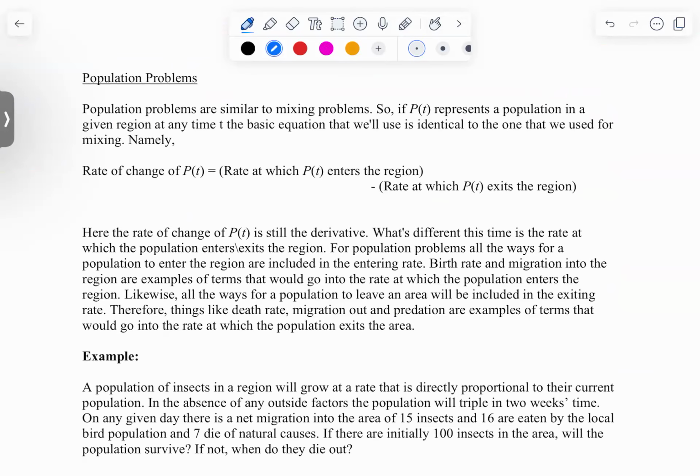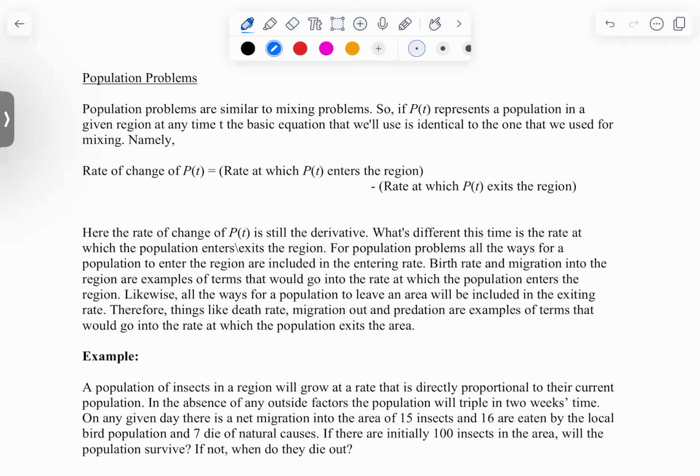A similar problem to mixing equations is population problems. Same kind of stuff. P of T represents the population, and hence the derivative of that represents the change in the population. The concept is also the same: rate population enters the region, minus rate population exits the region. The exact same concept as flow in, flow out.